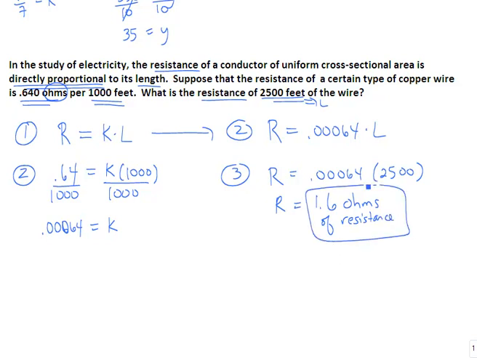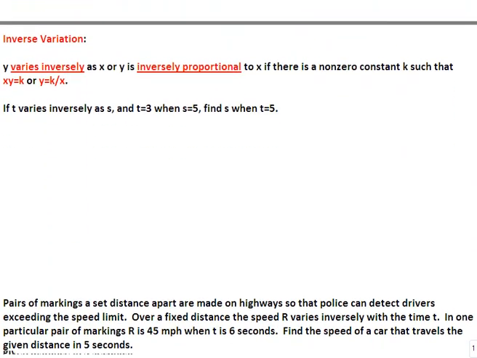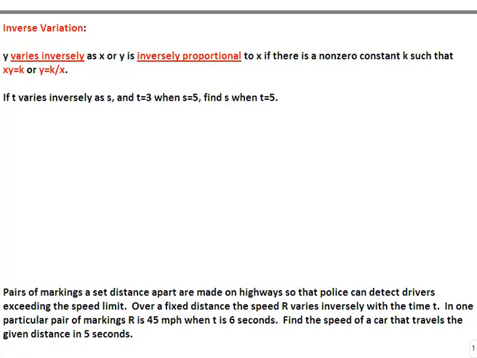And there's our solution. Okay, so that's called a direct variation, when your first variable is a constant times your second variable. Our next type of variation is called an inverse variation. So we say that y varies inversely as x, or y is inversely proportional to x, if there is a non-zero constant k such that xy equals k, or in other words, y equals k divided by x.